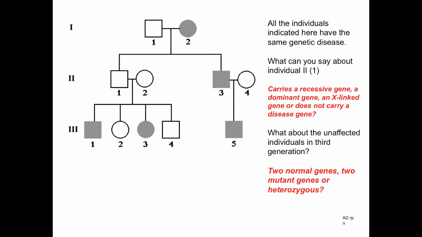All of the individuals indicated here have the same genetic disease. What can you say about individual one in the second generation? Does he carry a recessive gene, a dominant gene, an X-linked gene, or does he not carry a disease-causing gene? Well, this one becomes rather interesting because you can see on this side of the family, it looks like autosomal dominant inheritance, and it looks like a vertical inheritance pattern. But here you wonder, no disease, his brother is showing the disease, he's not, but then he has two children with the disease. Is he a germline mosaic, potentially?